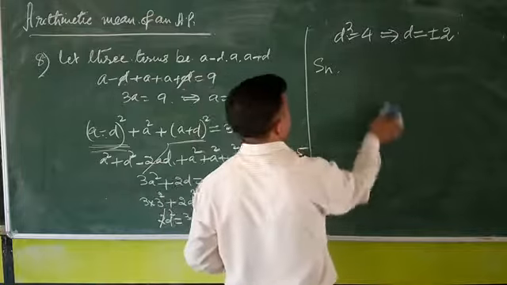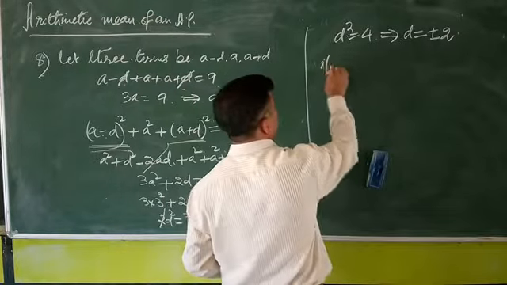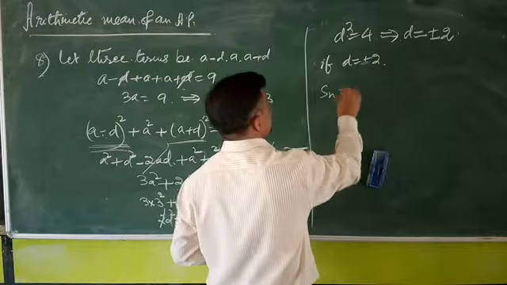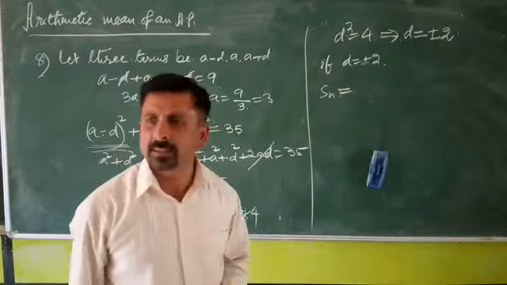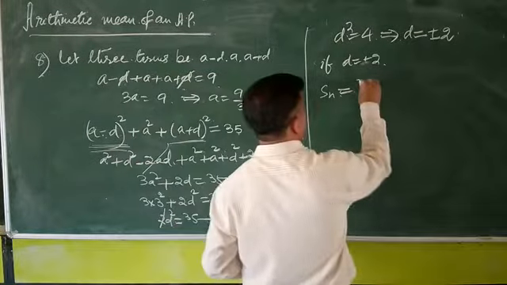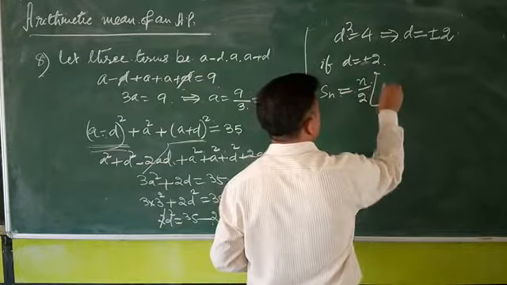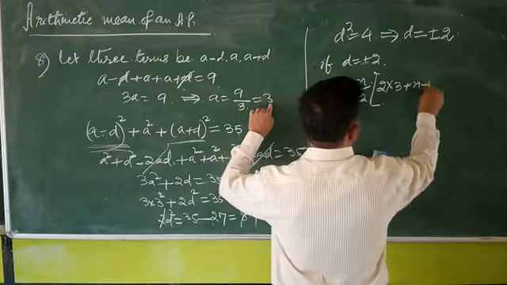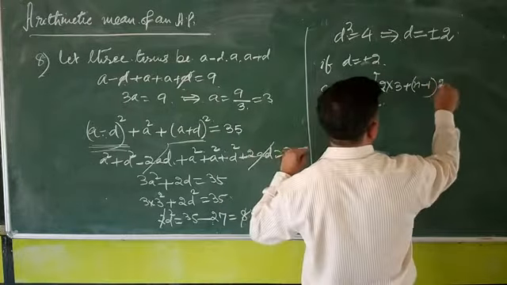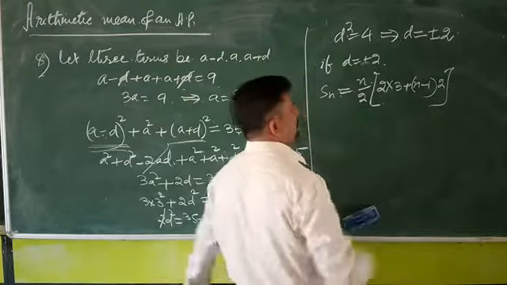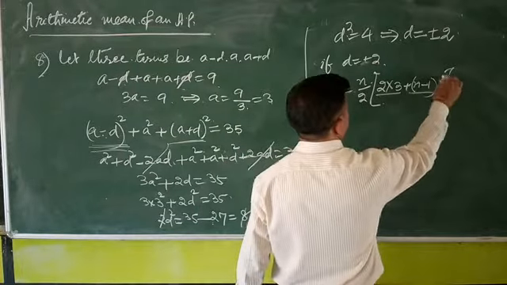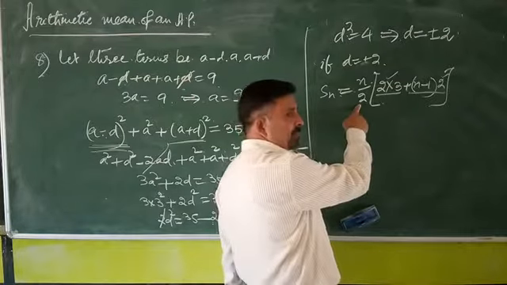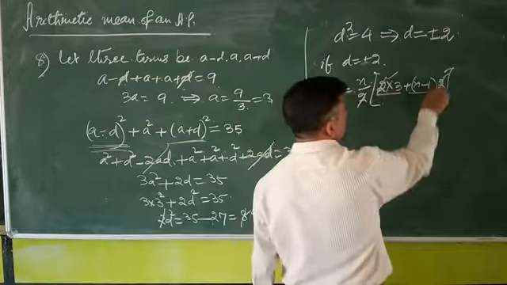When your d is positive 2, so Sn will be equal to, what's the formula for Sn? n divided by 2 into 2a, and a is 3, plus n minus 1 into d, which is 2. Is it okay? From this and this I can see the common factor is 2. Can I take it out? Yes. So these two cancel out.